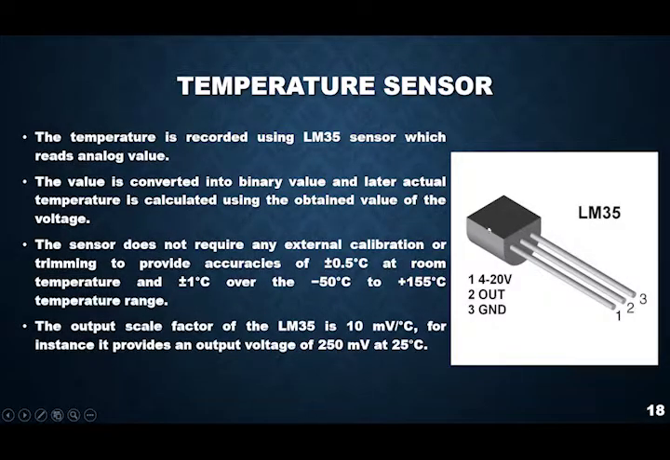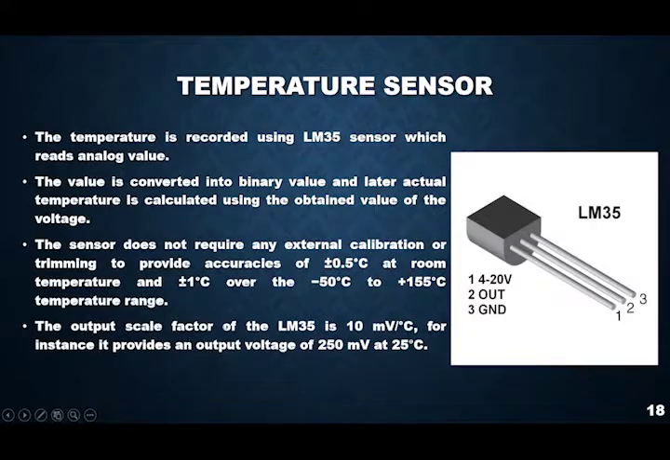So this sensor gives the output as an analog voltage. That voltage is converted into a binary value, and based on that binary value, the temperature of the given room is decided. The sensor does not require any external calibration or trimming to provide accuracies. It provides an accuracy of 0.5 degrees Celsius at room temperature and plus or minus 1 degree Celsius over the range of -50 to +55 degrees.